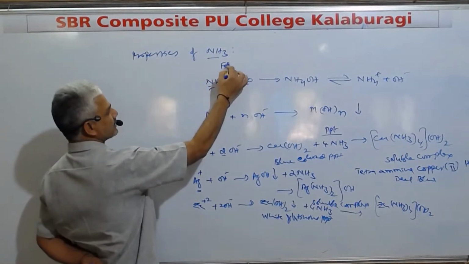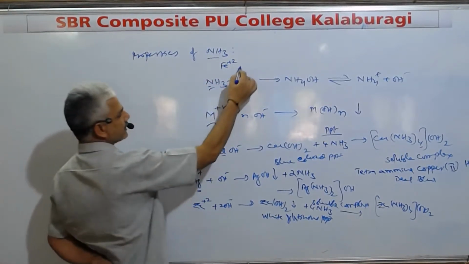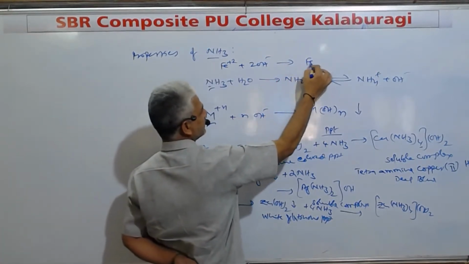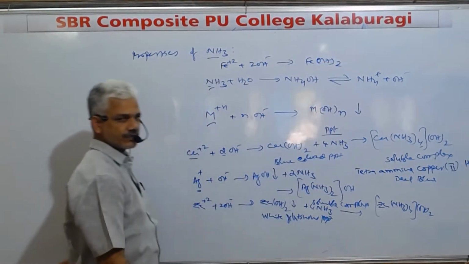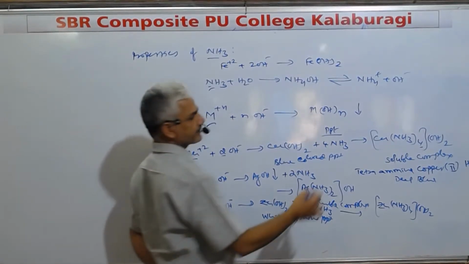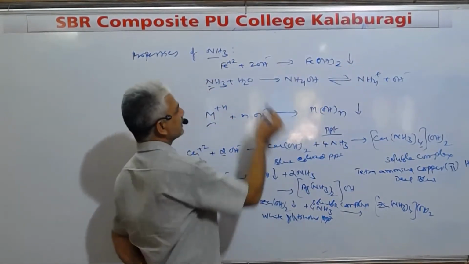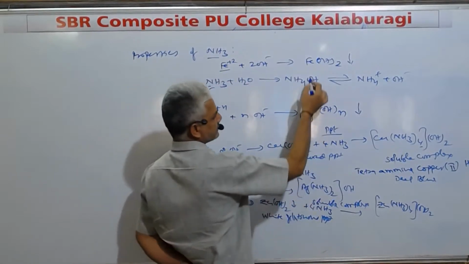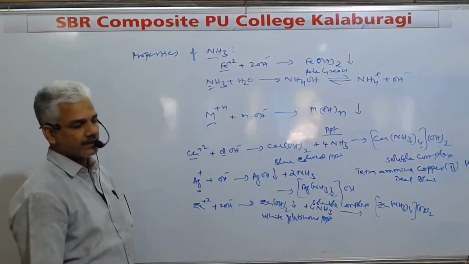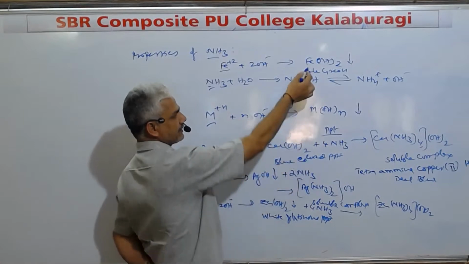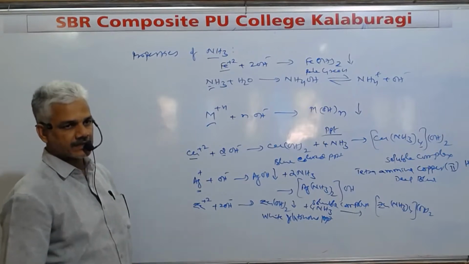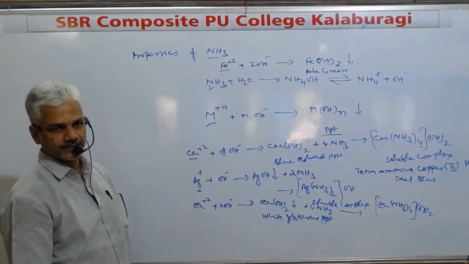Similarly, if Fe plus 2 ions are present, they will pick up 2 moles of hydroxide ions and you will get Fe(OH) twice, ferrous hydroxide. And what is the color of ferrous hydroxide? Same as the color of the ferrous ion. What is the color of the ferrous ion? Pale green color. But unlike zinc, silver, or copper, this is insoluble in excess of ammonia. So only the precipitate is formed and that will be retained.